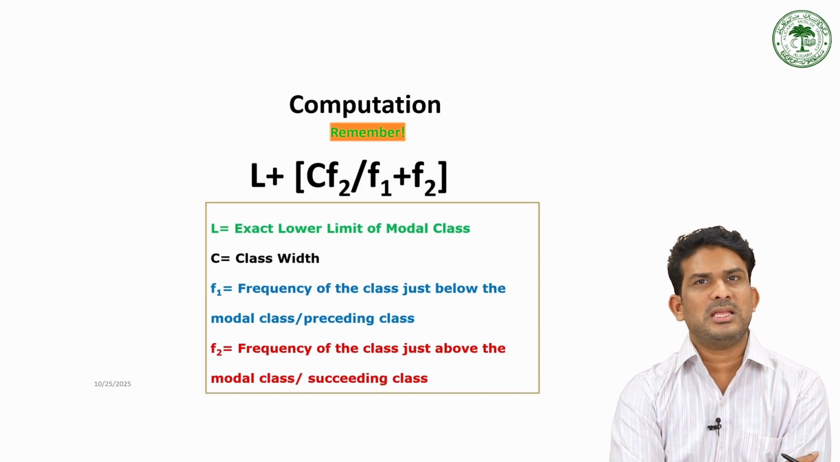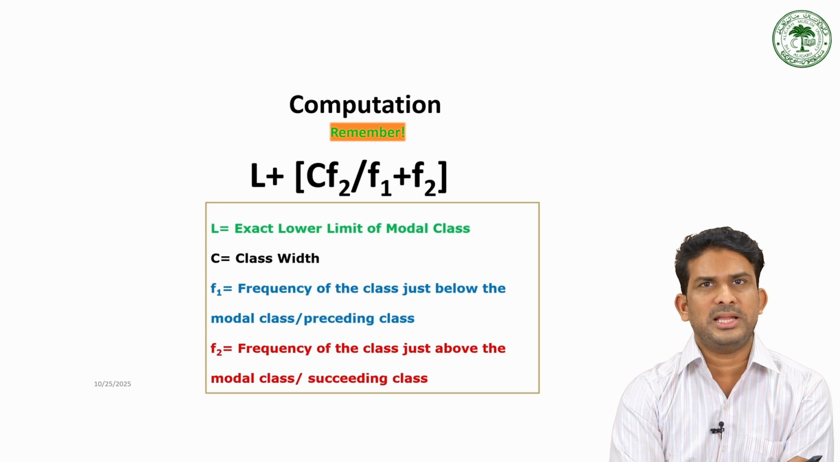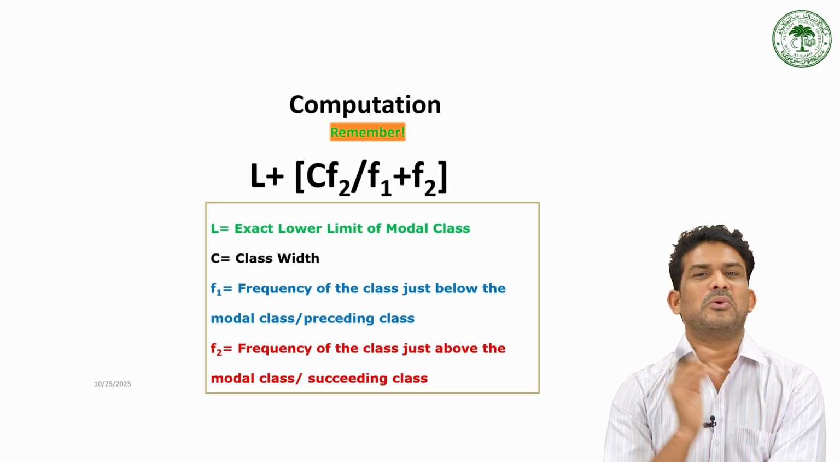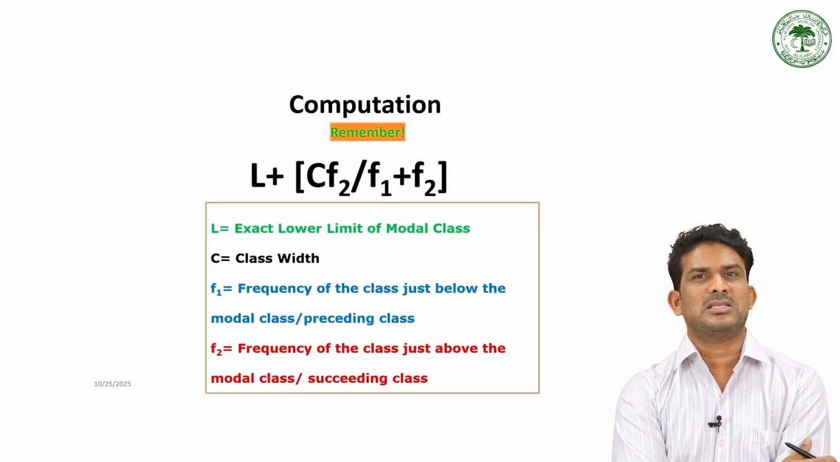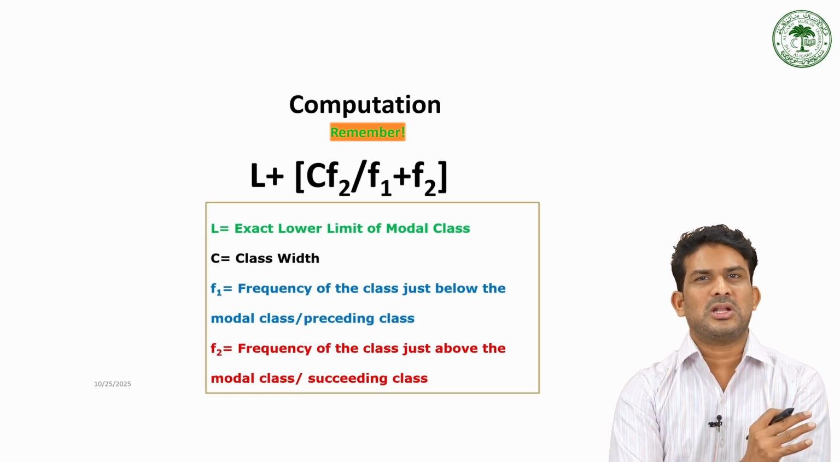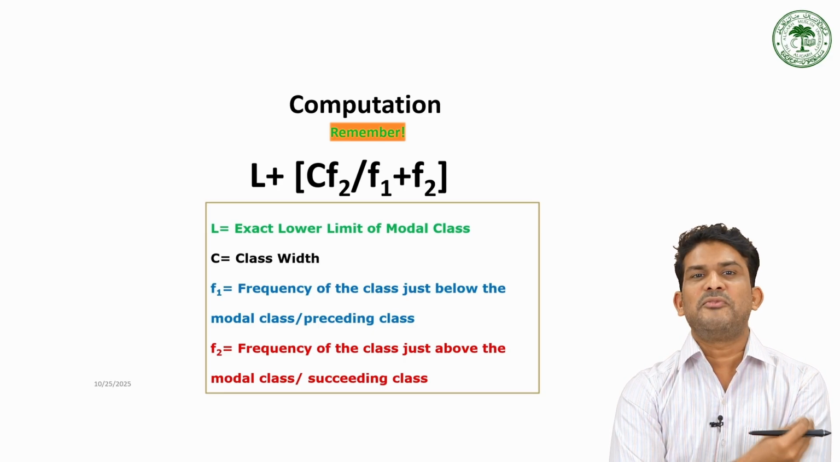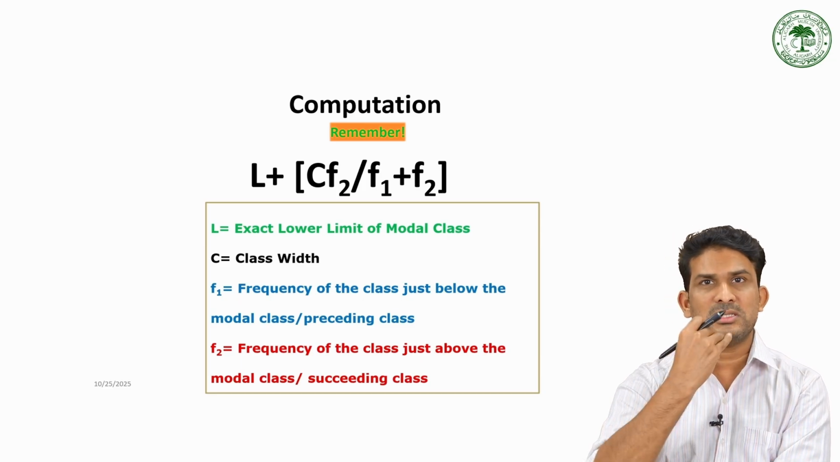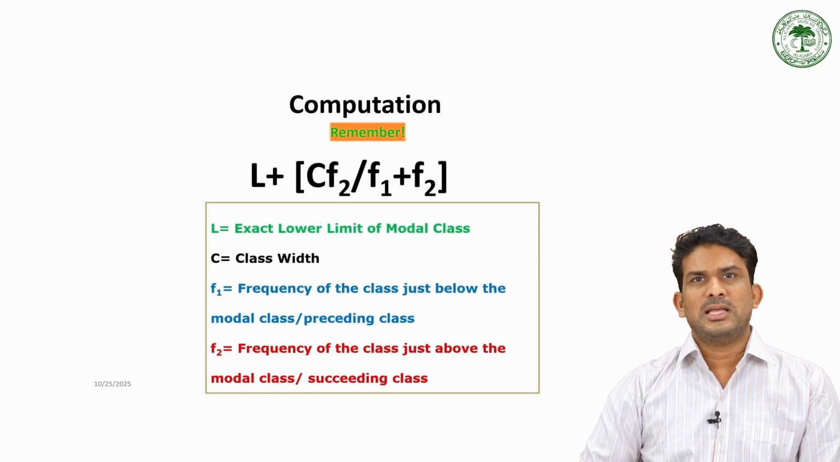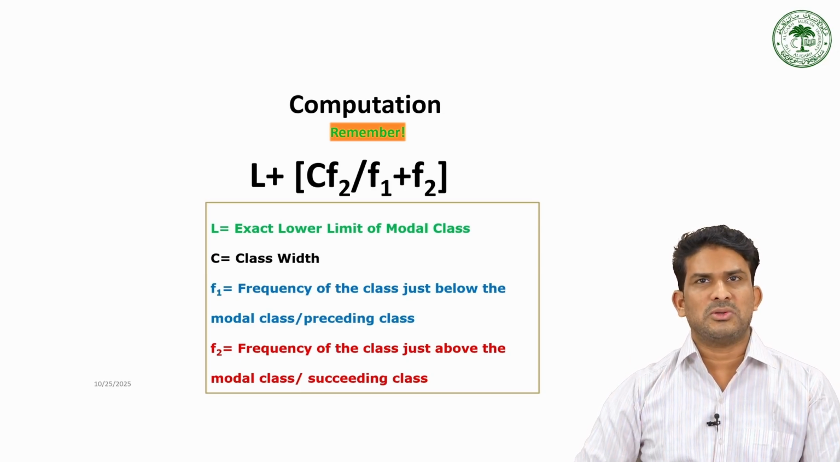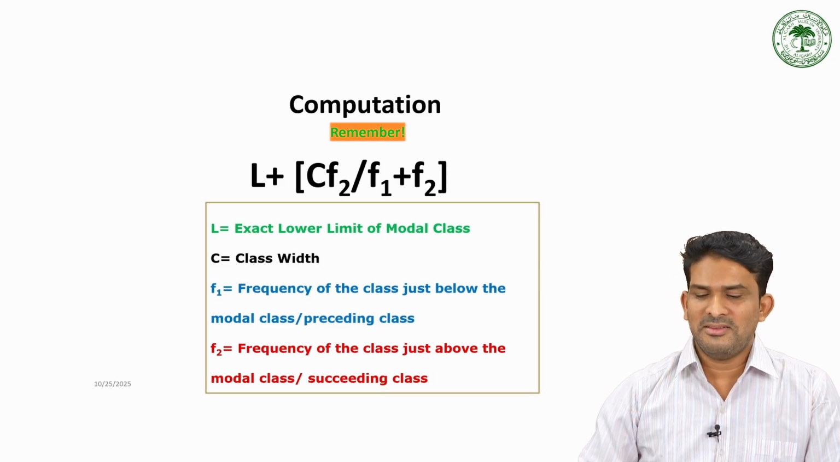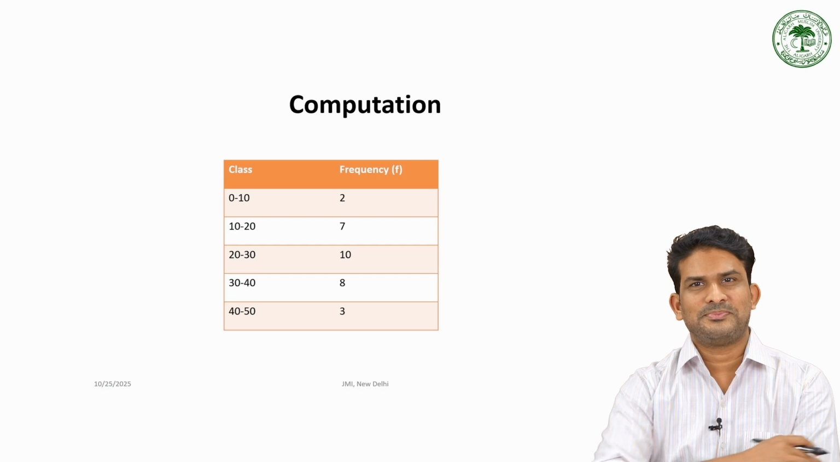What is frequency? Corresponding frequency of the class, right? Yes, F1 is the frequency of the class just below the model class or preceding class, just below the model class in size. The frequency we mentioned as F1. F2 of course is above the model class. That is the frequency of the class just above the model class or just succeeding class. Got a clarity now? Let's see with an example now, right?